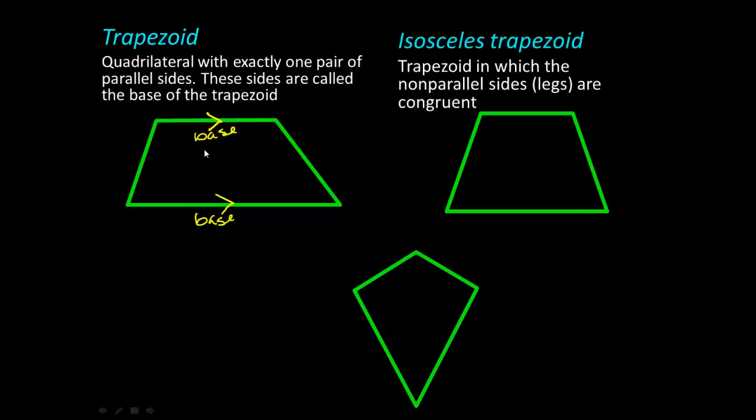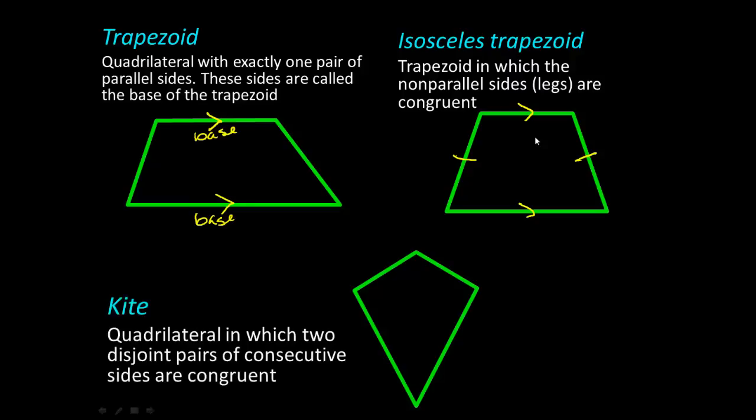And the next one is an isosceles trapezoid. That's a trapezoid in which the non-parallel sides, so if these are parallel, these are the bases, the legs of an isosceles trapezoid are congruent, like an isosceles triangle. An isosceles triangle has at least two congruent sides, so does an isosceles trapezoid.